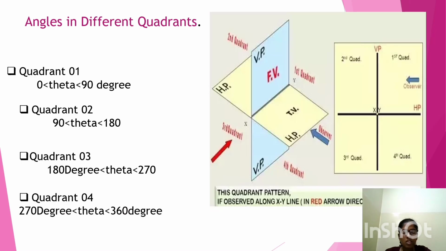Some of the angles in the different quadrants are: in quadrant 1, 0 is less than 90 degrees. Quadrant 2, 90 degrees is less than 180 degrees. In quadrant 3, 180 degrees is less than 270 degrees. In quadrant 4, 270 degrees is less than 360 degrees.